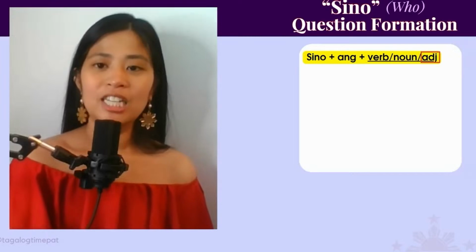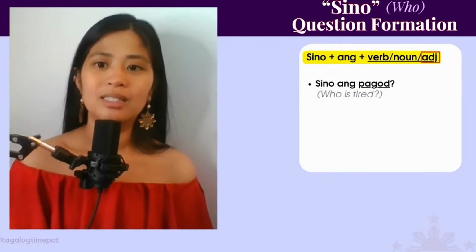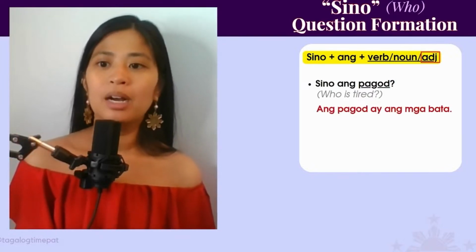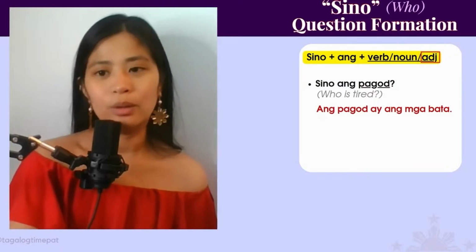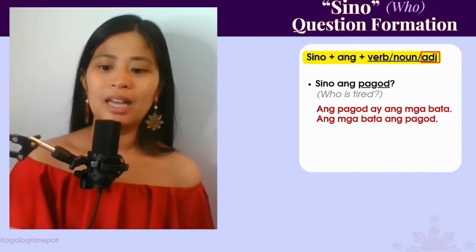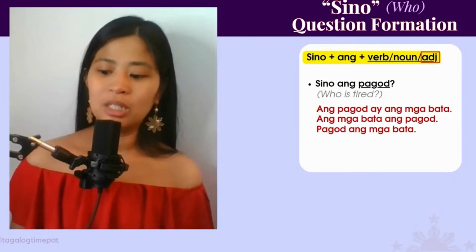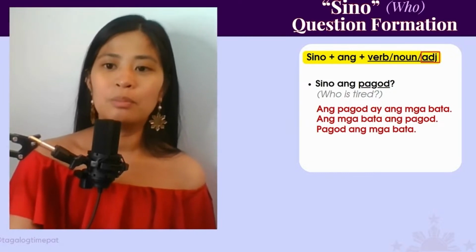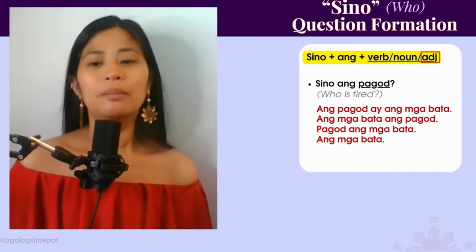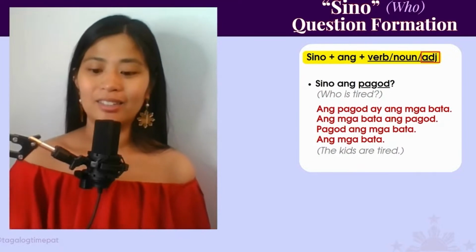And then, if it's an adjective that you're asking about, it would be sino ang, and then the adjective. Sino ang pagod? Pagod means tired. Who is tired? Sino ang pagod? Ang pagod ay ang mga bata. The kids are tired. Ang pagod ay ang mga bata. That one's formal. Next, ang mga bata ang pagod. That is also formal. Or, pagod ang mga bata. That one is casual. That is what I would say a lot more than the other two. And then the short answer, ang mga bata. Sino ang pagod? Ang mga bata, the kids. The kids are tired. So those are the different ways to say the kids are tired.